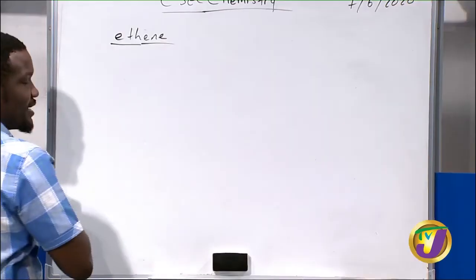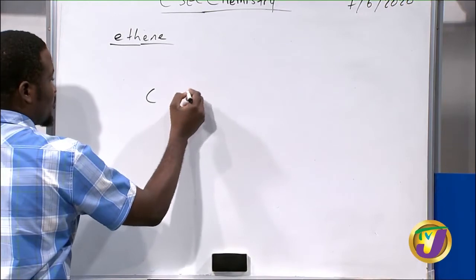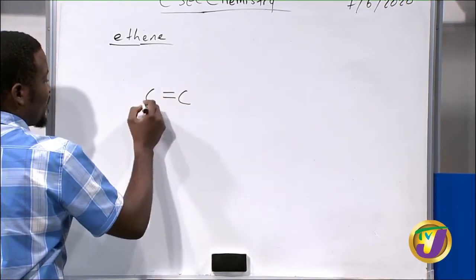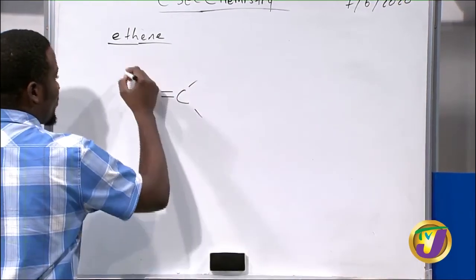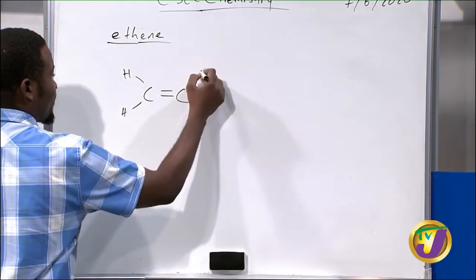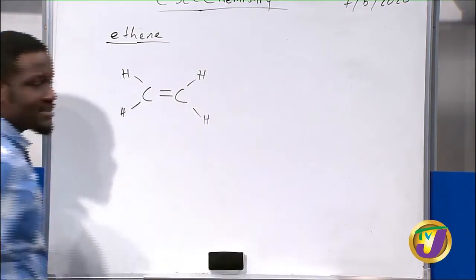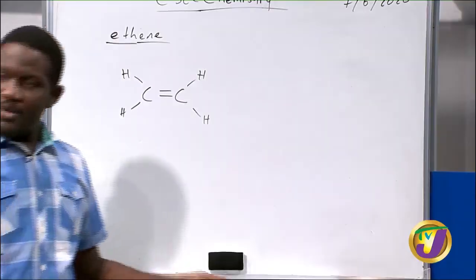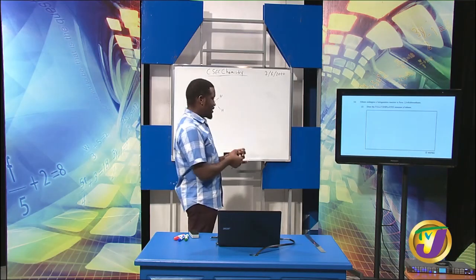And the eth means there's 2 carbons. So 1, 2, and the ene means double bond. So you're filling everything else with the H. Simple as that. 2 marks, all right, on the way to pass in CSEC, all right?